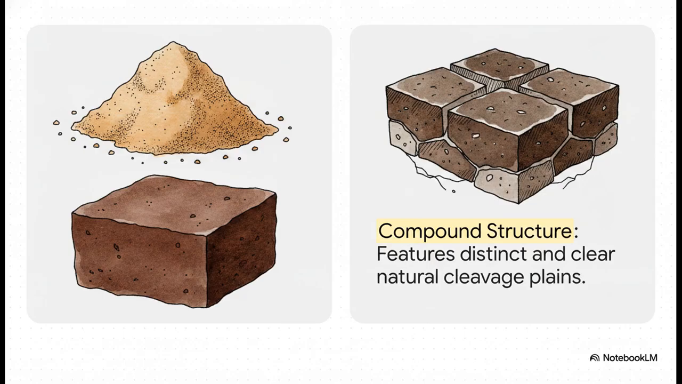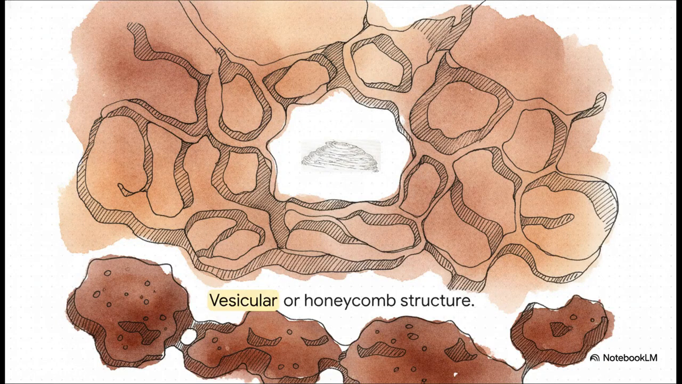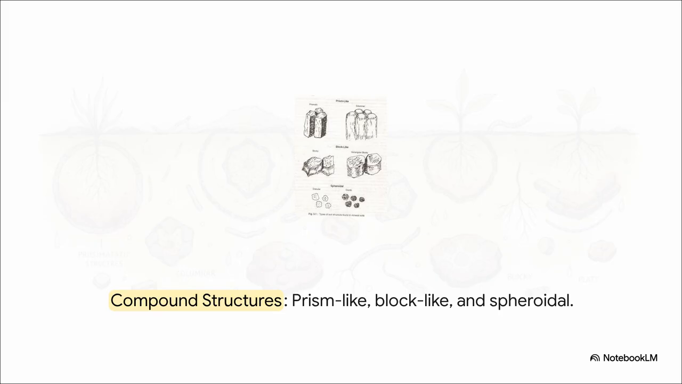Compound structures, on the other hand, feature highly distinct natural cleavage planes. A fascinating example of a specific simple structure is the vesicular, or honeycomb structure. It's essentially a massive or loose aggregate of nodular ferruginous mass. You'll typically see this specific formation occurring in laterites. Let's look at compound structures, where those cleavage planes are distinct.